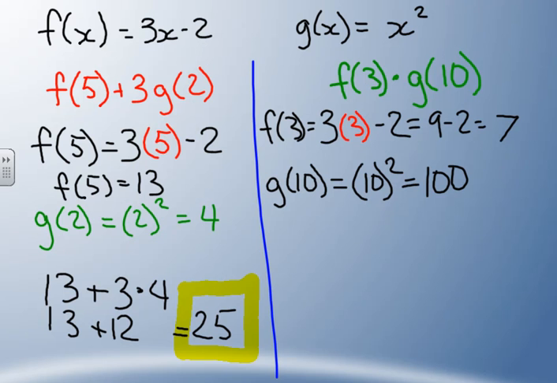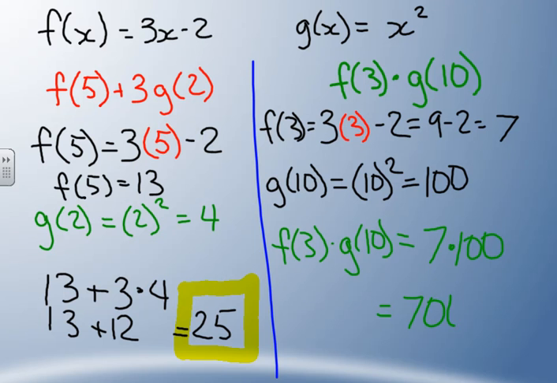So, going back to my original question, f(3) times g(10) equals, f(3) is 7, g(10) is 100, 7 times 100 is 700. That is my answer. Ta-da!